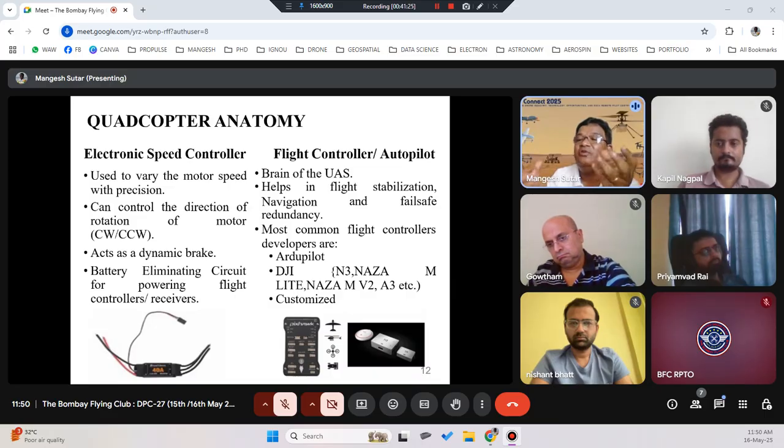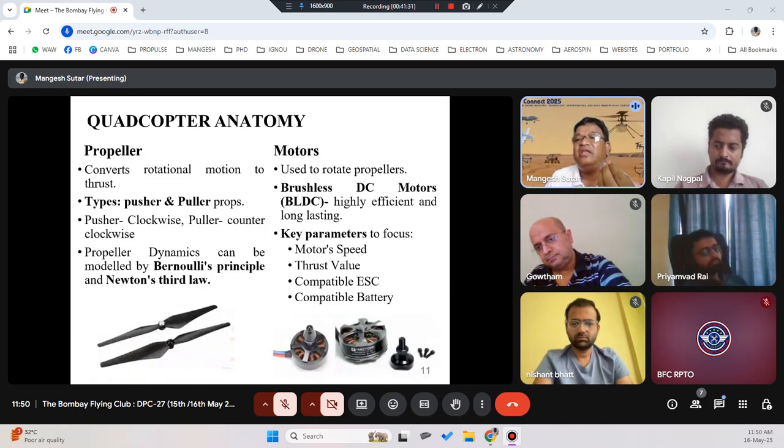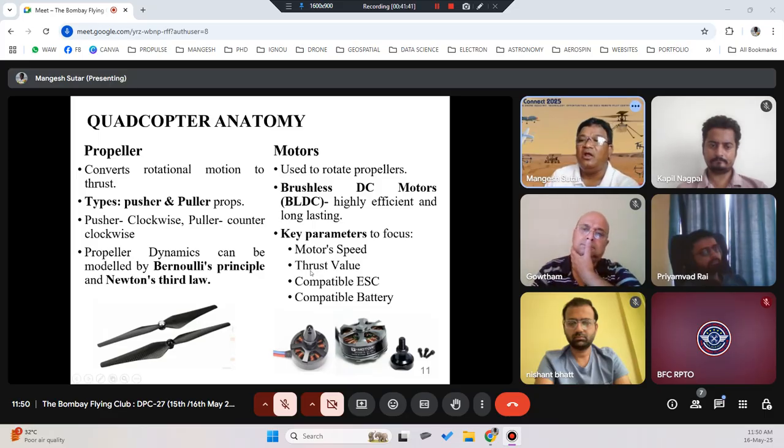Based on that, you will keep in mind what kind of motor. So first, once you define your motor, the motor will give you a specification of what compatible battery, what compatible ESC, and what compatible propellers there would be. Nowadays even propellers are designed for particular motors.